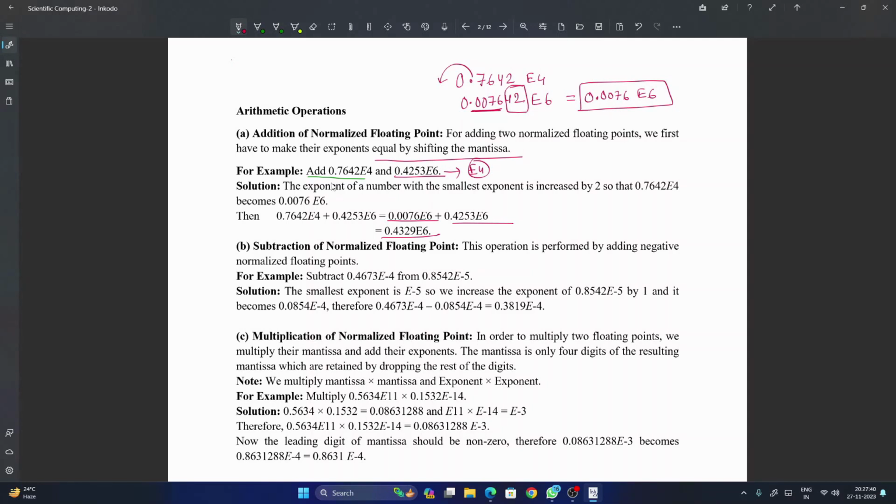Same method for the subtractions. Here, if possible, make it with the smallest exponents. That means suppose E minus 5 is there and minus 4 is there, so what is bigger? This minus 4 is bigger. So first make every exponent in the form of minus 4. After that make the subtractions. So always make the bigger exponent first and then take the subtractions or additions or anything else.